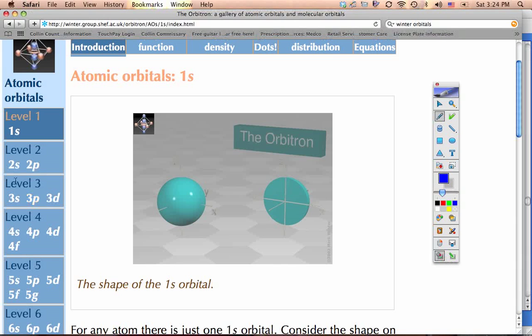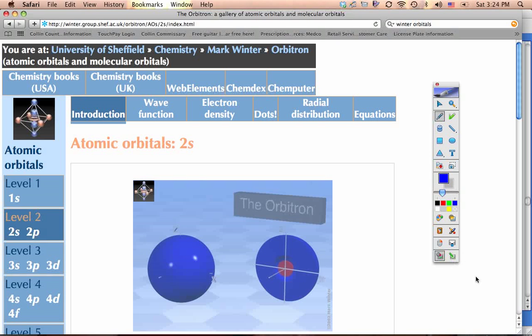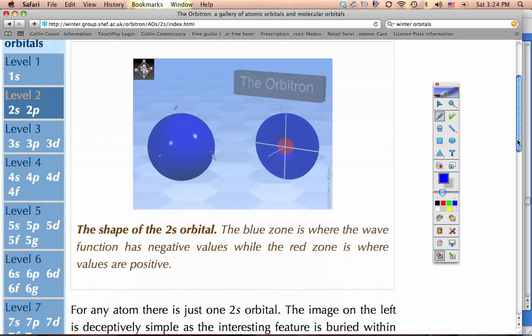Now, as we go to 2s, let's take a look at our 2s orbital. And let me bring that back into the middle of the screen there. Now, here's the differences. So this is 2s.